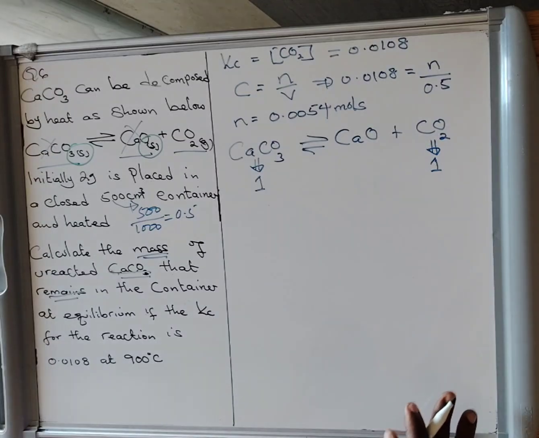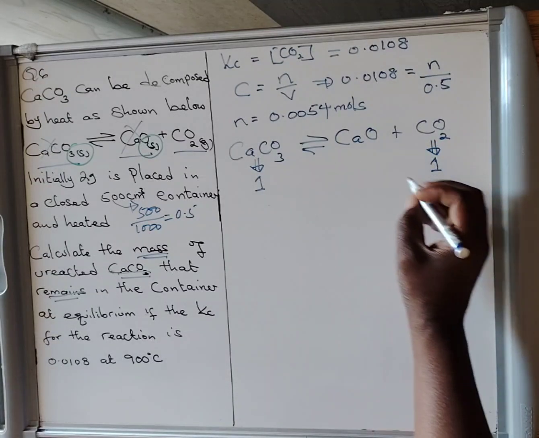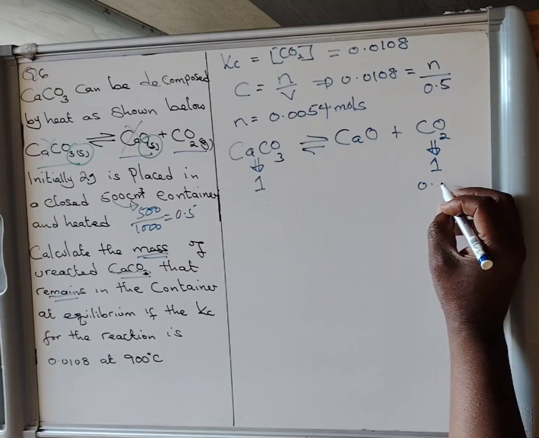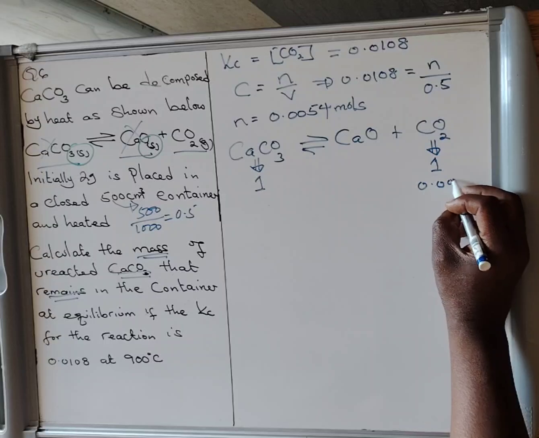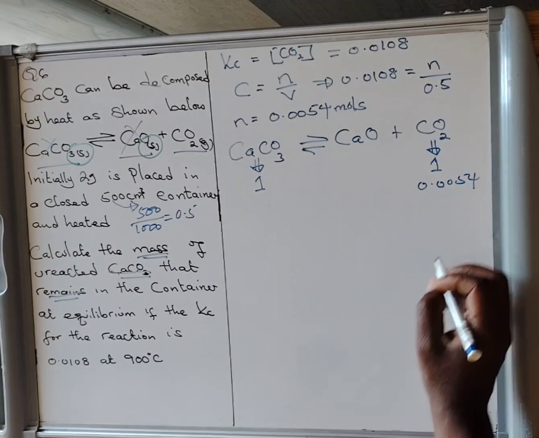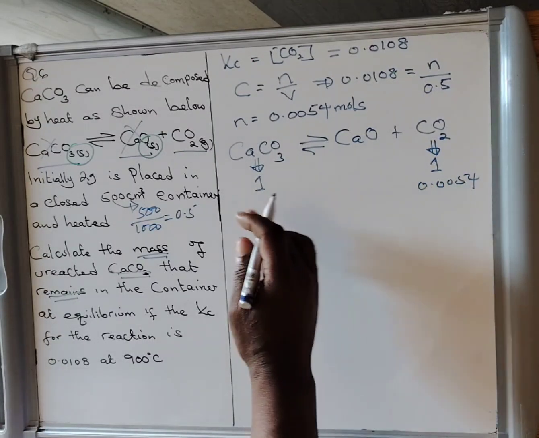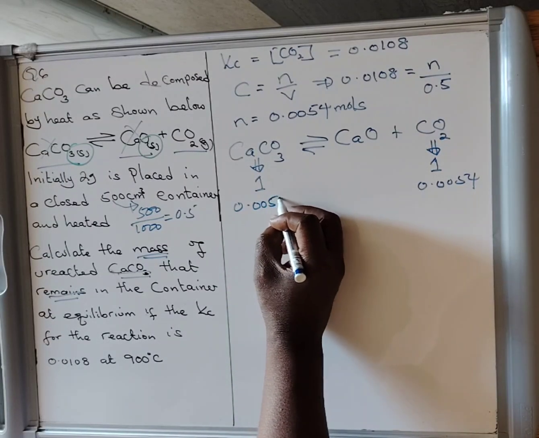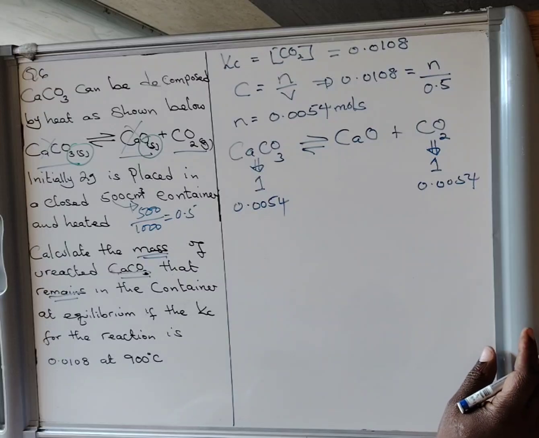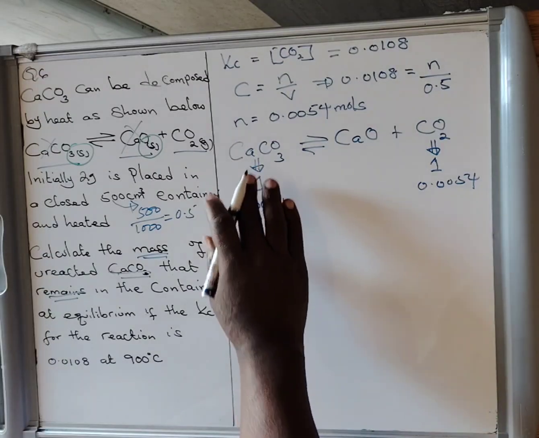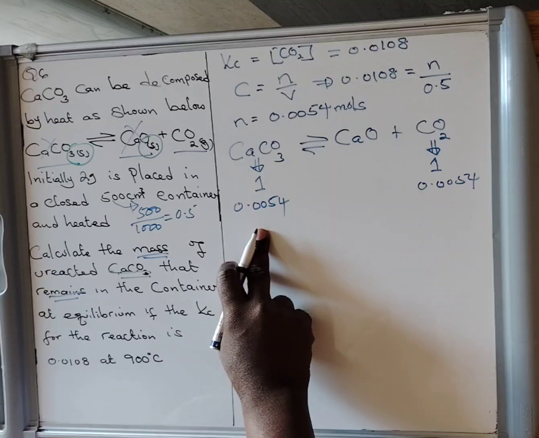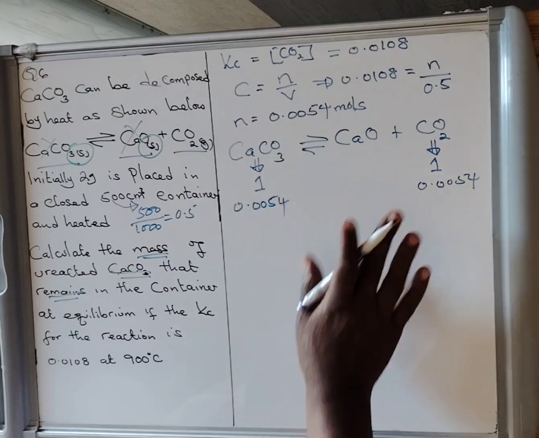If it's 1 to 1, now we know the number of moles of carbon dioxide formed, which is 0.0054. And because the ratio is 1:1, it's the same here, 0.0054. So these are the number of moles of calcium carbonate which reacted, which decomposed.